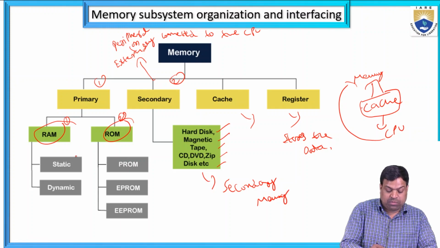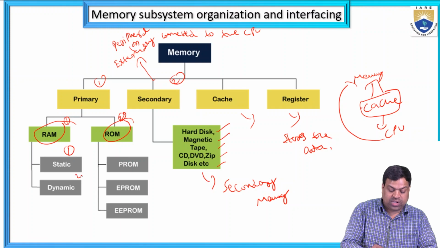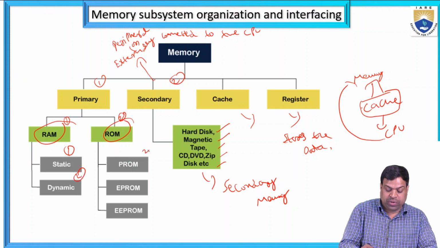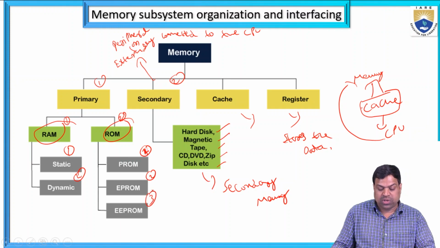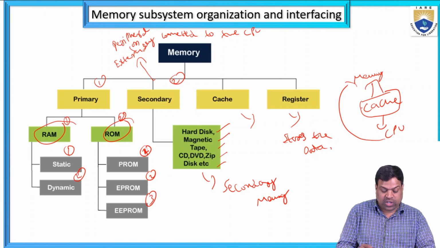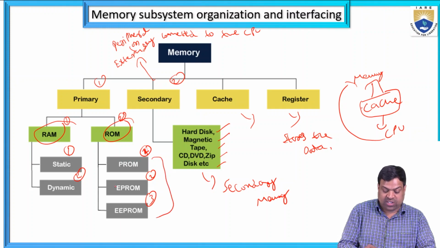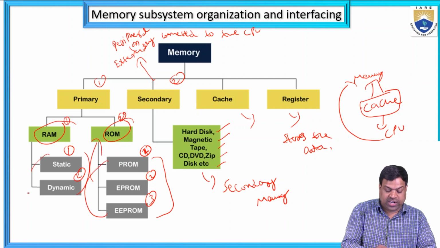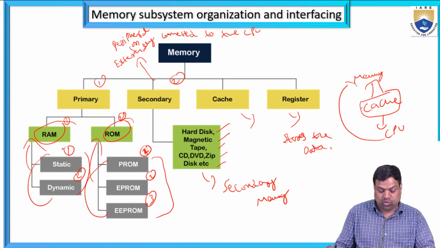So in the RAM, how many types are there? Static RAM and dynamic RAM. In the ROM: PROM, EPROM, EEPROM, that is programmable ROM, erasable programmable ROM, electrically erasable programmable read-only memory. So totally 5 types are there. These 3 are under ROM, and static and dynamic RAMs are the 2 types here.